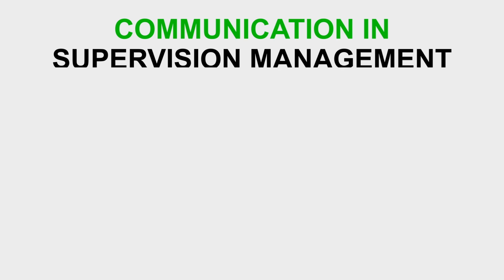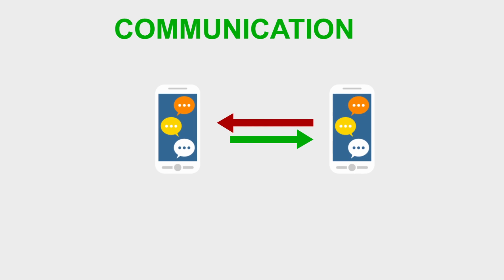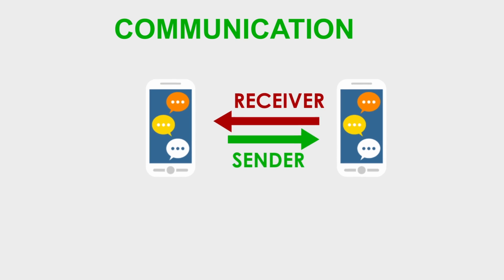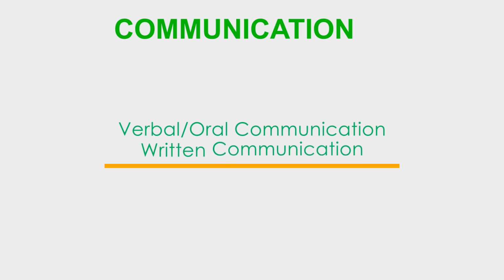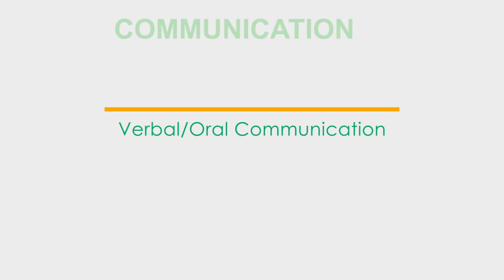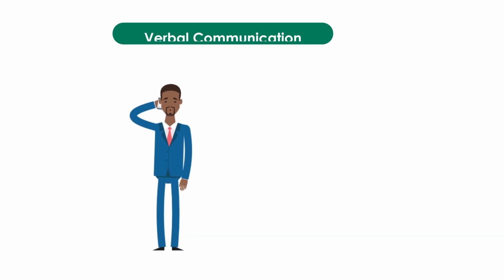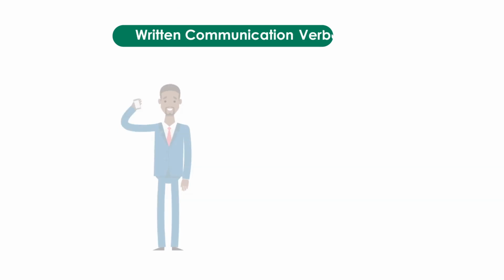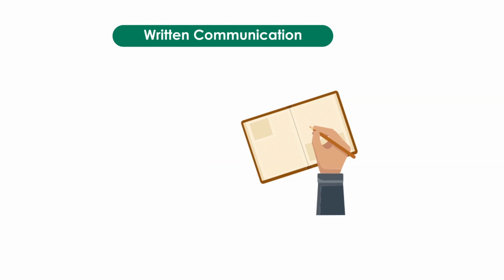So, what is communication? Communication can be described as the process of sending and receiving information between two or more people. The person sending the message is the sender, while the person receiving the information is called the receiver. There are two methods of communication, that is oral or verbal communication and written communication. Verbal or oral communication includes face-to-face or a phone call, and written communication may include emails, notices, or reports.